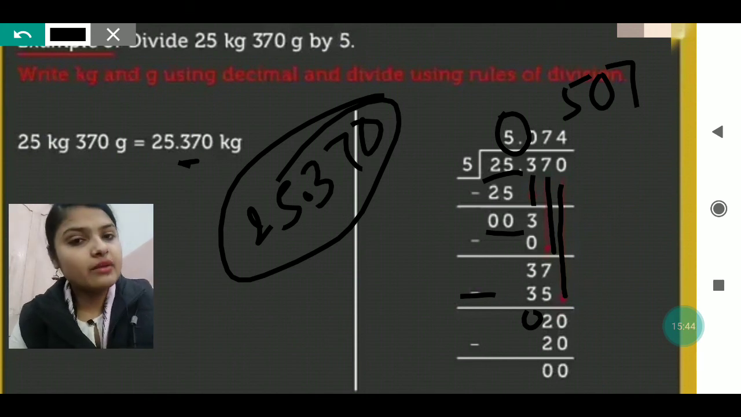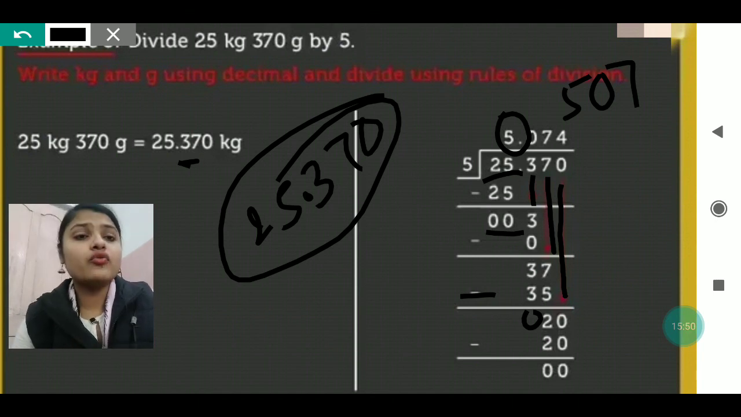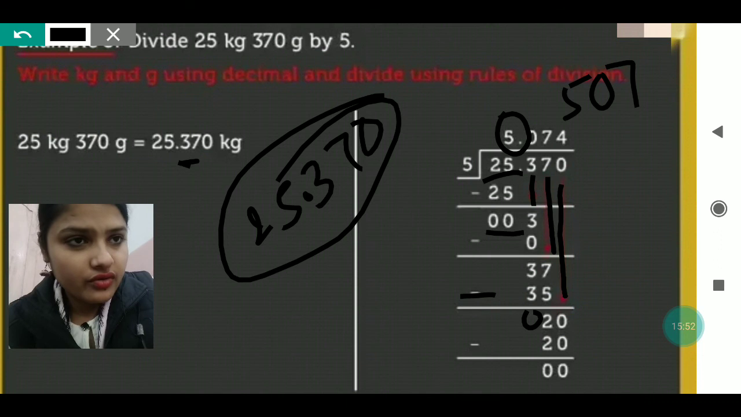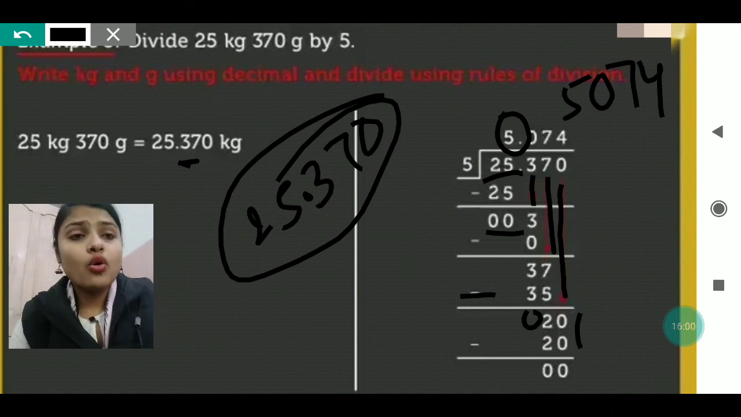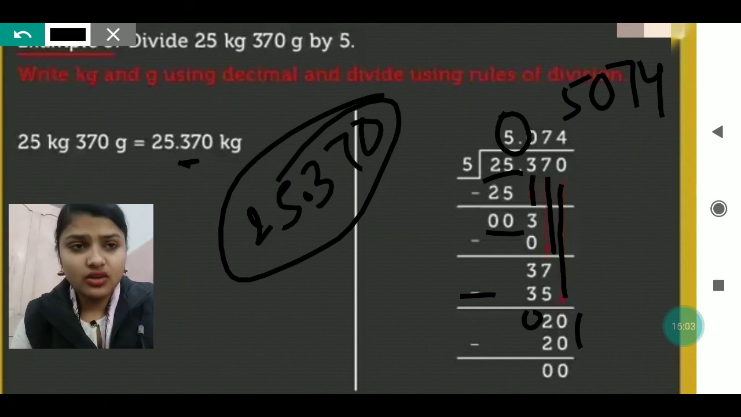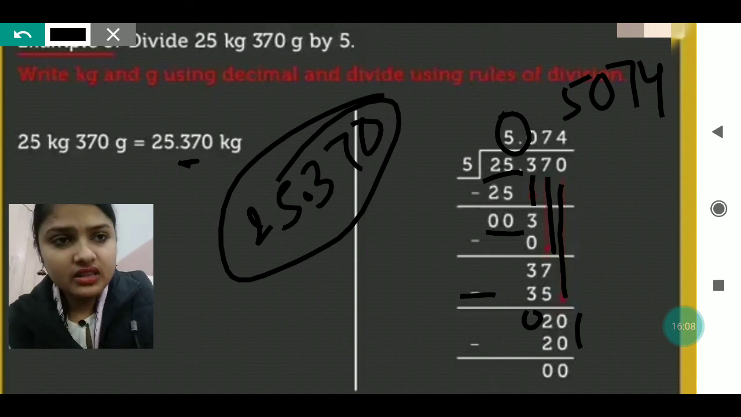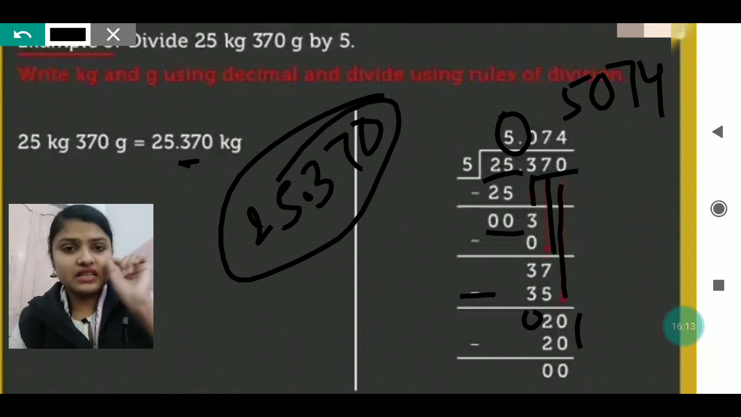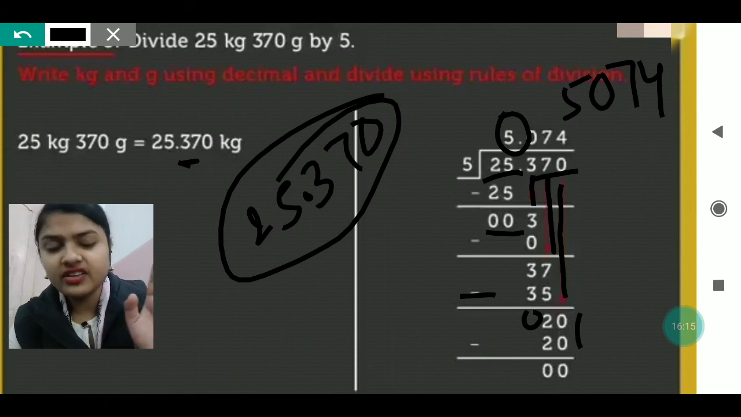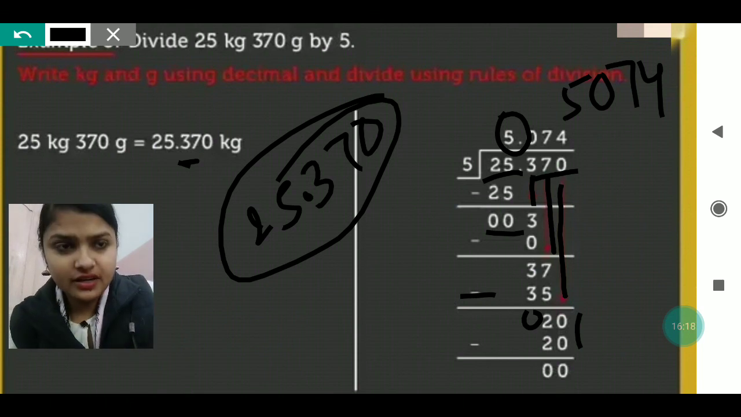Now again we will read the table of 5, the multiple in which we will get 20 or less than 20. So 5 fours are 20. So 4 you will write up, and 0 you will write down, and then 20 minus 20 will be 0. Okay, so after how many digits do you have to put the decimal? The decimal has been put after 3 digits, means after the decimal there are 3 digits. So you have to put the decimal before 3 digits.